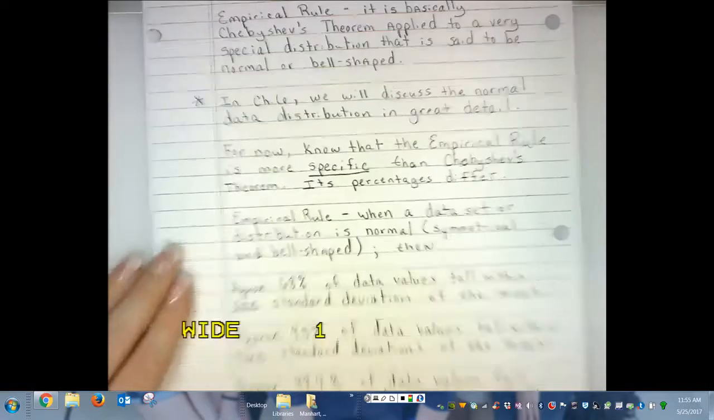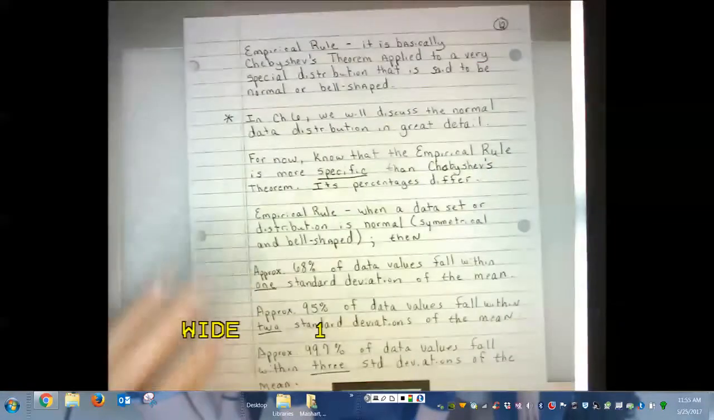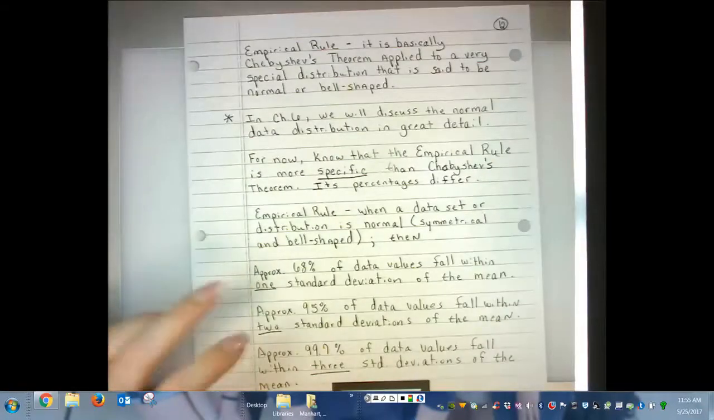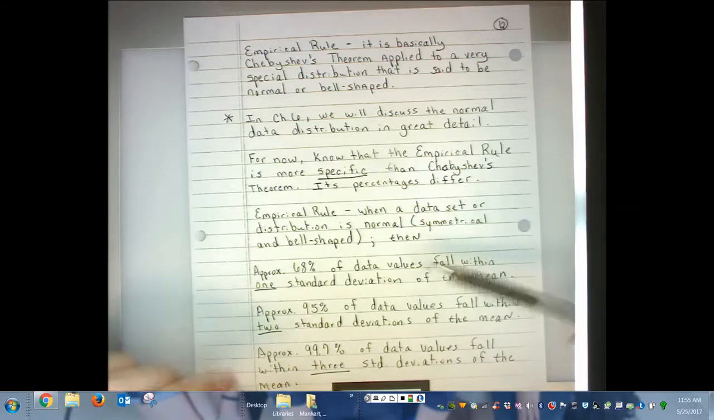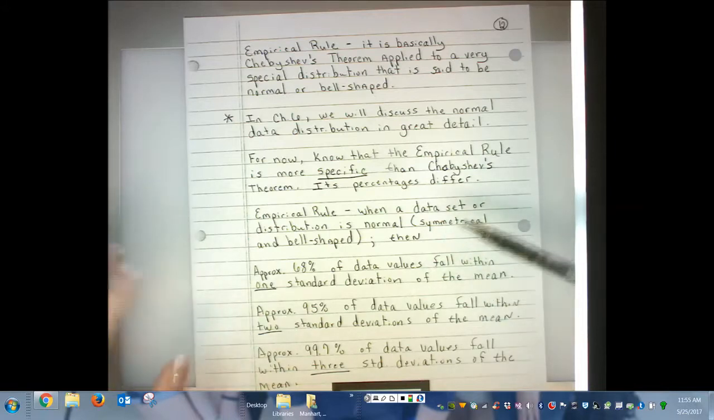And all you have to know for now is that the empirical rule is more specific than Chebyshev. It's not going to apply to every data set. It's only going to apply to a symmetrical, bell-shaped, normal data set. Chebyshev applies to every data set with its guaranteed percentages.